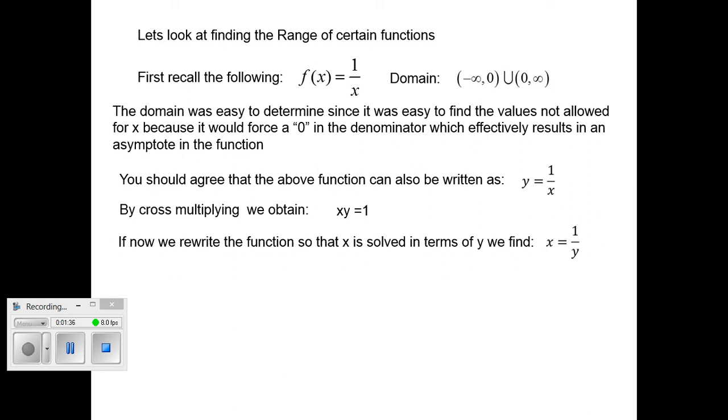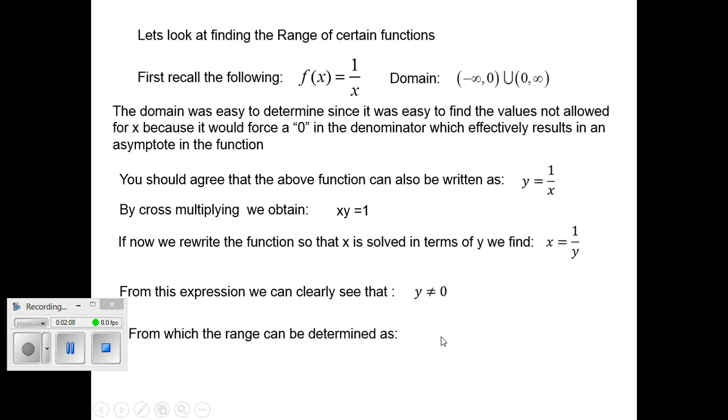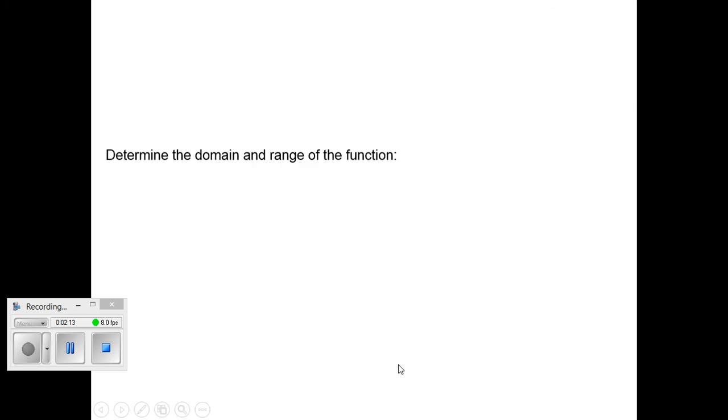That's a simple process, simply cross multiplying. If we cross multiply, of course, we get xy equals 1, and then that could easily be solved for x in terms of y, in which case we get x is equal to 1 over y. Now we should be able to say, well, y can't equal 0, because 0 in the denominator would make this expression undefined. So we have effectively determined the range of that function. Since y cannot equal 0, the range is everything but 0 as stated here, and the graph kind of supports that.